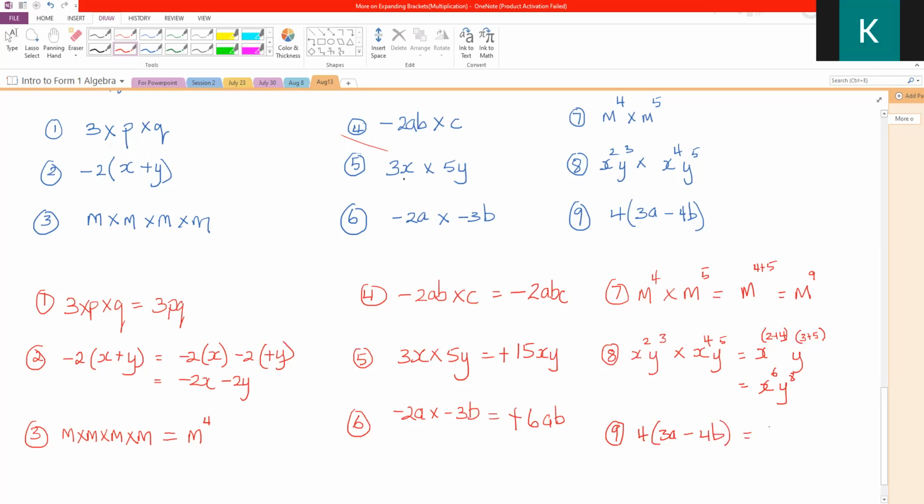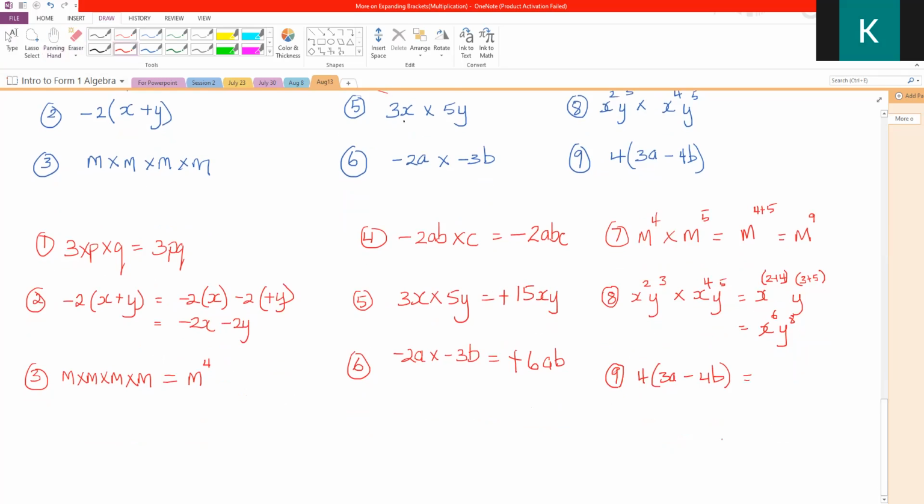4 3s are going to give me 12a. Okay, I'm doing my working, no shortcuts. Right, working here 4 by 3a, and then positive 4, right? Because the 4 is positive outside the bracket, by negative 4b. Right, 4 3s are 12a, and positive 4 by negative 4 is negative 16b.